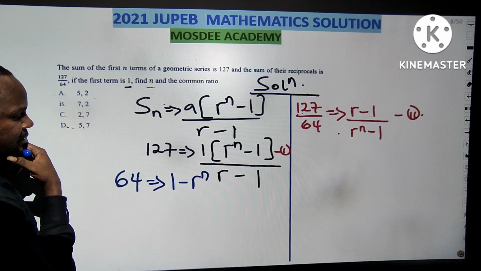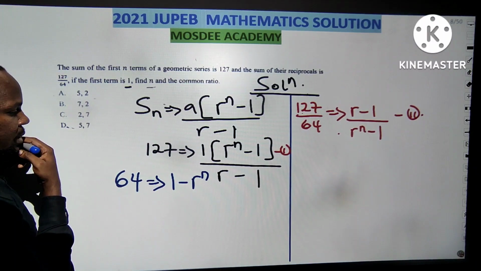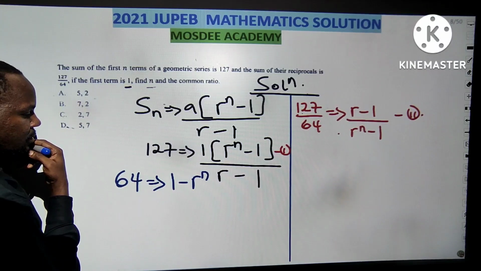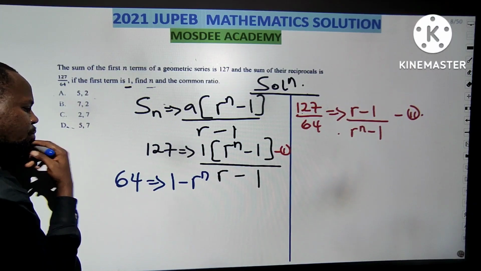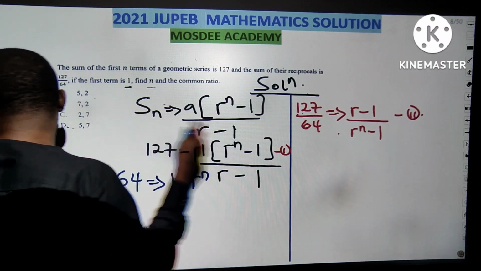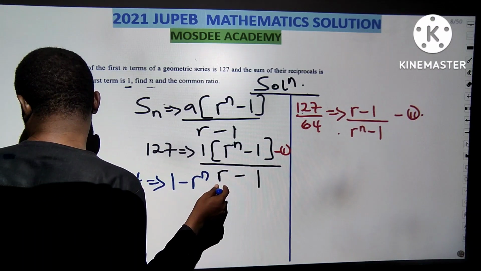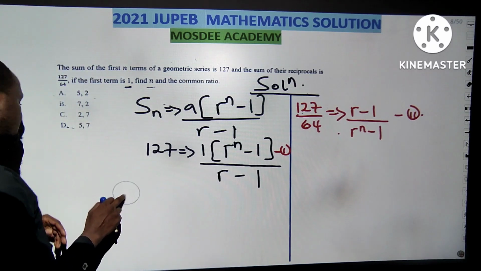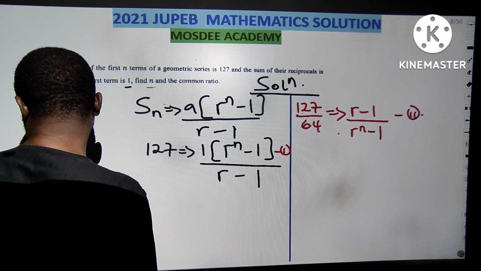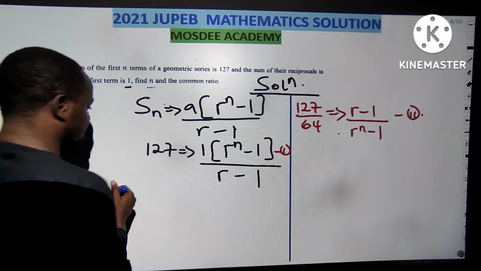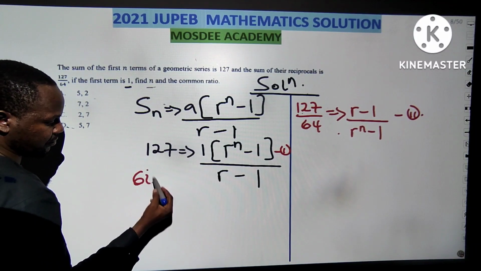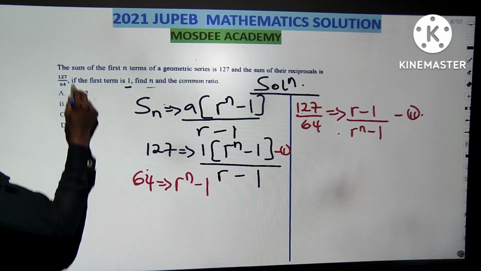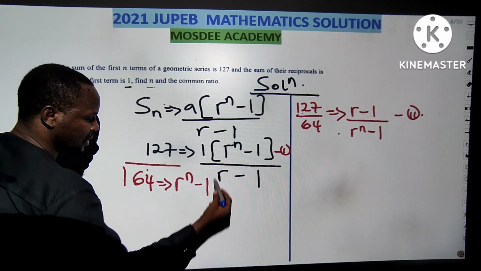I think what we go by is when n is equal to 7, or it should be R raised to power n minus 1. I'm trying to save time. So look at what I want to show you. When you divide the two equations, this is what you are going to have, dear student: 64 equals R raised to power n minus 1. Which of these answers will go with this? That is what I will do next.